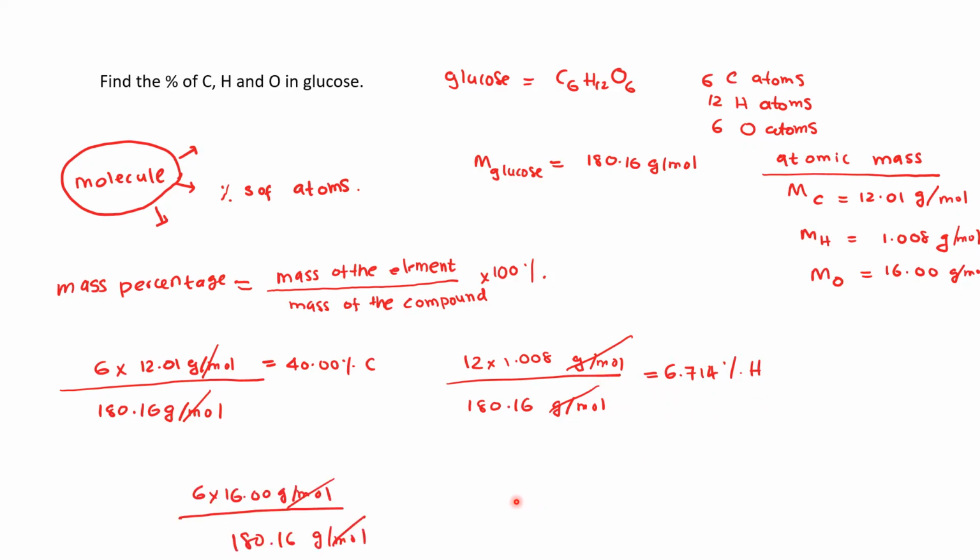Let's do the same thing to oxygen. Your compound mass is 180.16 grams per mole, and you have 6 oxygen atoms and one atom weighs 16.00 grams per mole. And this is your mass percentage of oxygen.